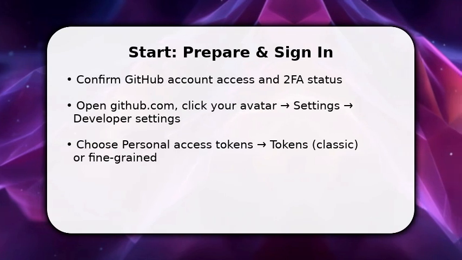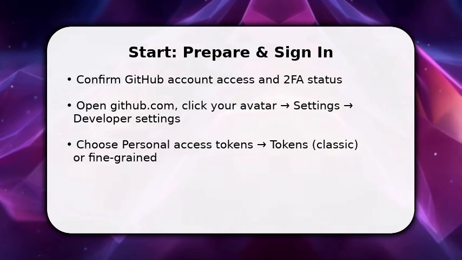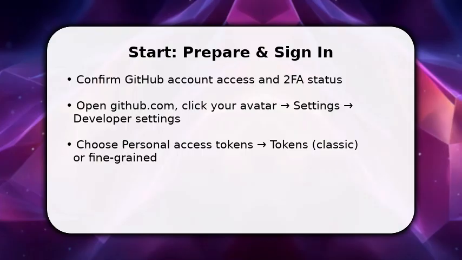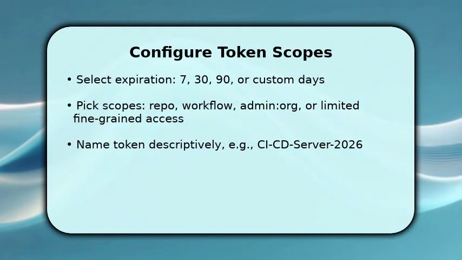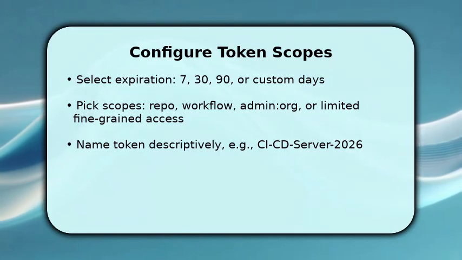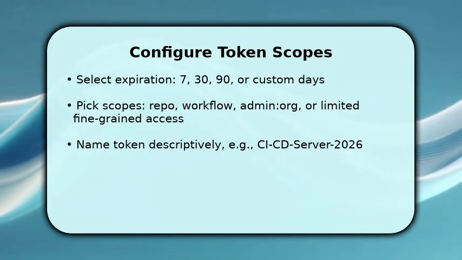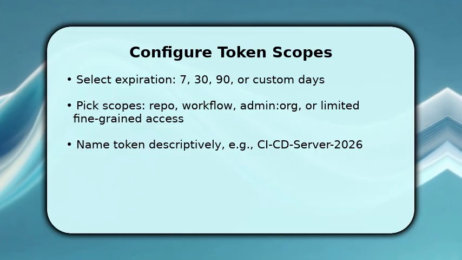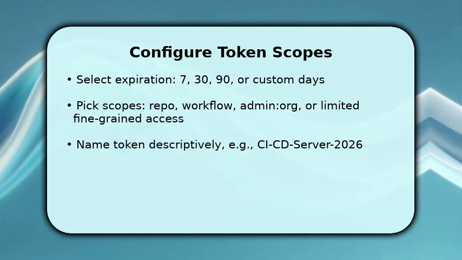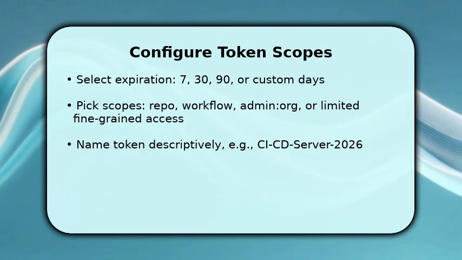Now click Generate New Token to start creating credentials with the right permissions. You must configure expiration and scopes deliberately. Pick a short expiration for security, longer only if necessary. Once done, select scopes like Repo for full repository access, Workflow for actions, or narrow fine-grained permissions to limit risk.